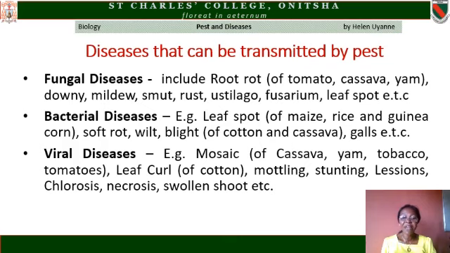Then coming to the viral diseases, we have examples such as mosaic of cassava, which can equally be of yam, tobacco, and tomatoes. Leaf curl of cotton, mottling, stunting, lesions, chlorosis, necrosis, swollen shoots, etc. These are some of the diseases being transmitted by these pests.